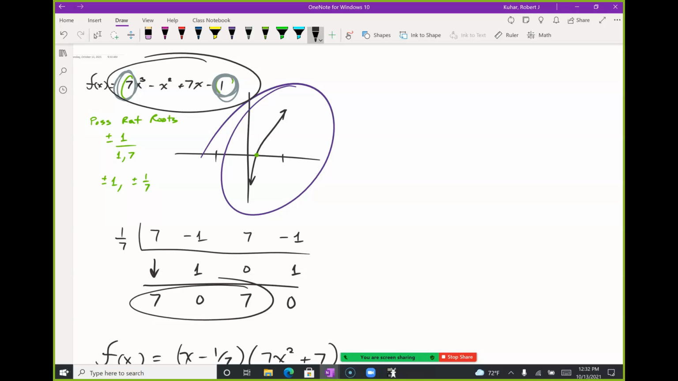And I graph it, and here's 1 and here is minus 1. And I'm looking at my rational roots. So really, my only choice is 1 over 7, right? It's definitely not plus 1 or minus 1. And it's not a negative root. It's a positive root. So the only one that's left is that positive 1 over 7. And that one turned out to be the root.